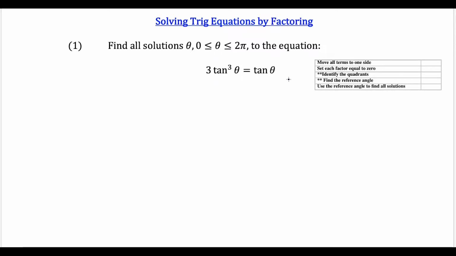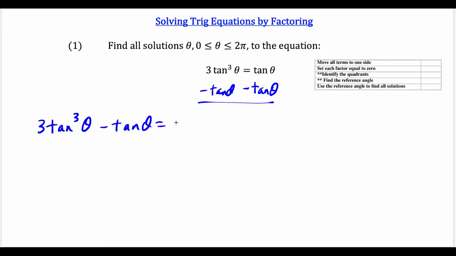And the first thing you want to do is move all the terms to one side. So I would start by subtracting tan theta on both sides. And that's going to make everything equal 0 here. So I'll write this over here. We have 3 times tangent theta, and it's being cubed. So we have tangent cubed theta minus tangent theta. And now this is equal to 0.